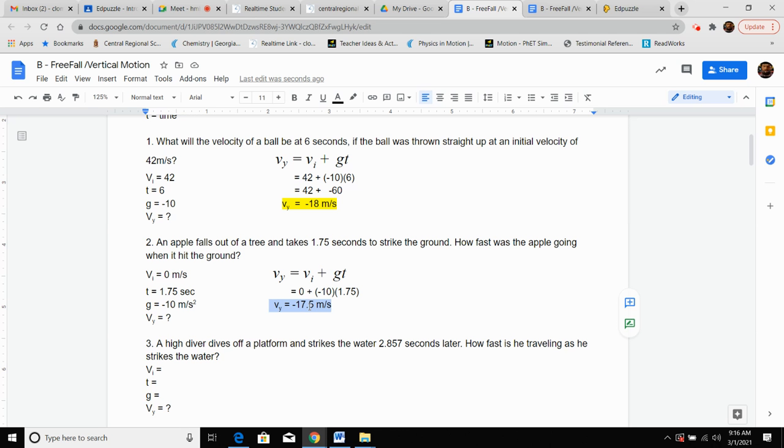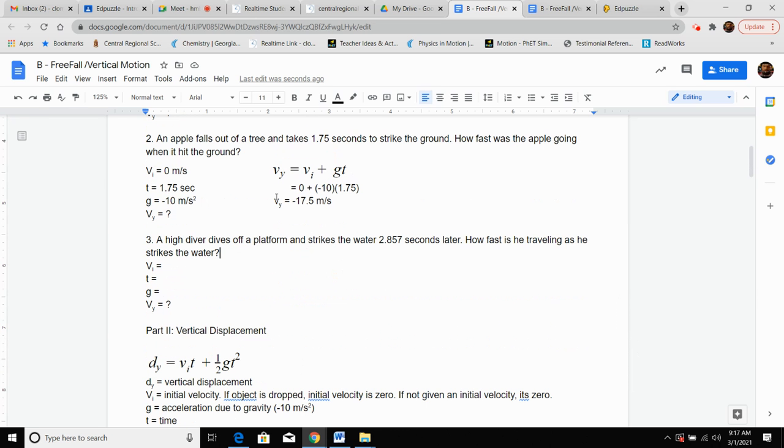But gravity doesn't shut off. So even though the speed at the very, very top is 0, gravity's still acting. So then basically the next second later, now it's picking up 10 meters per second. So now it's negative 10, negative 20, negative 30, negative 40. So the negative meaning is on its way downward.